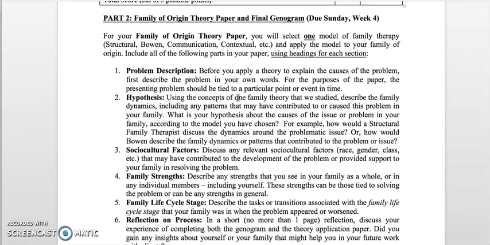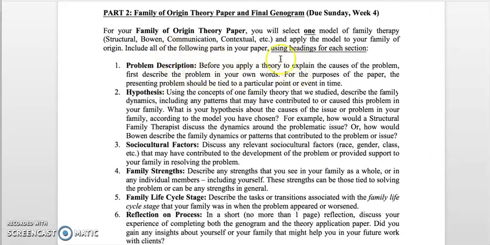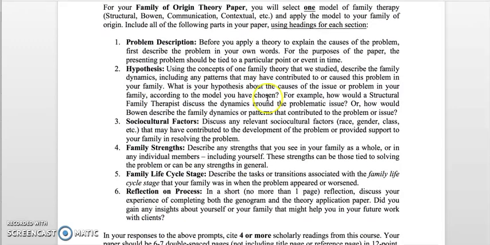The paper, again, you're going to apply a theory, select one model of family therapy: structural, Bowen, communication, contextual. Obviously, we're not going to have covered everything, but I would encourage you to do your own research if you really are interested in one particular theoretical approach. And you're going to really explain the cause of the problem from that theoretical perspective.